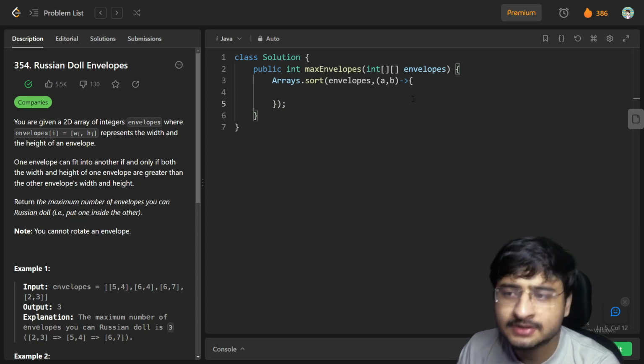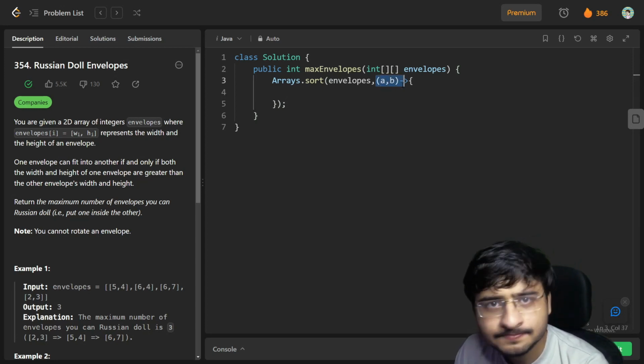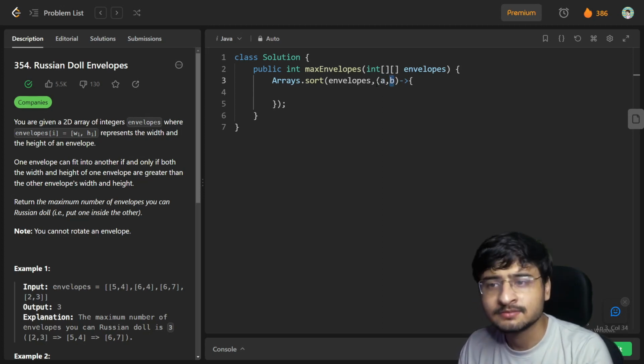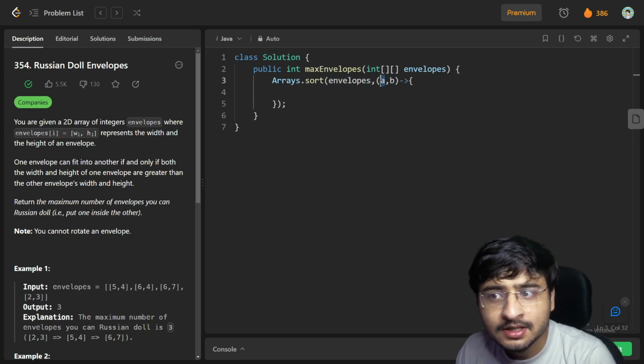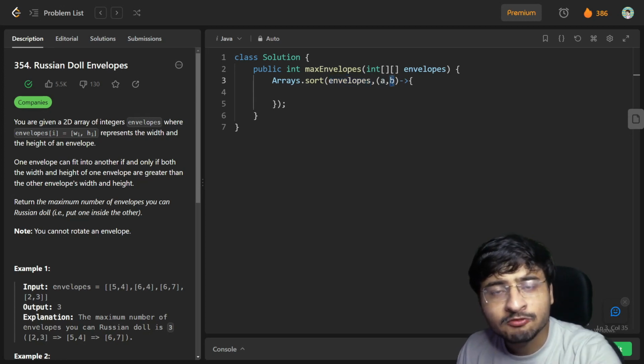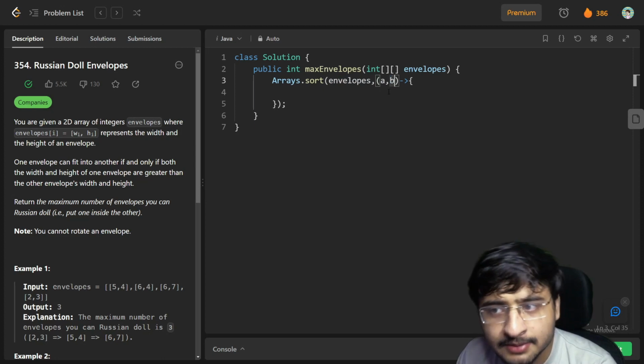The syntax is pretty basic. I provide a comma b here. Both the data types of a comma b will be of type integer array. This is a 2D array which is having multiple 1D arrays. A and b will be 1D arrays, okay? So A and B are selected.